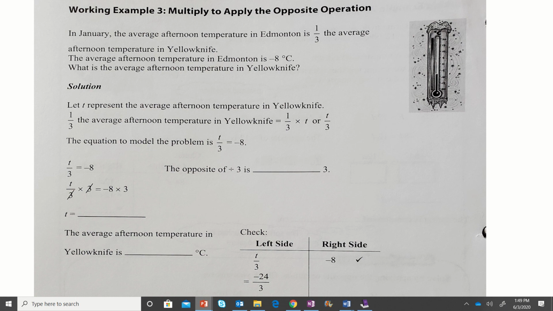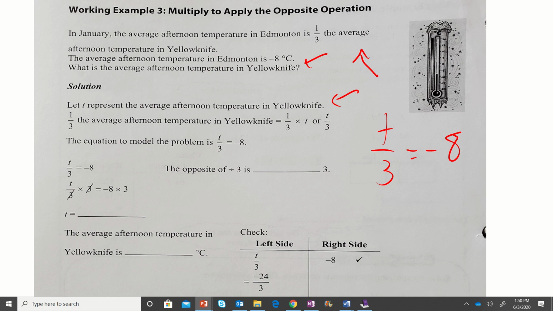Okay, the last one here, multiply to apply the opposite operation. In January, the average temperature in Edmonton is 1/3 the average afternoon temperature in Yellowknife. The average afternoon temperature in Edmonton is negative 8 degrees Celsius. What's the average temperature in Yellowknife? It says here, let T represent the average afternoon temperature in Yellowknife. 1/3 the average afternoon temperature in Yellowknife equals 1/3 times T, or T over 3. I like T over 3 a bit better. So the equation to model the problem is T over 3 equals negative 8.